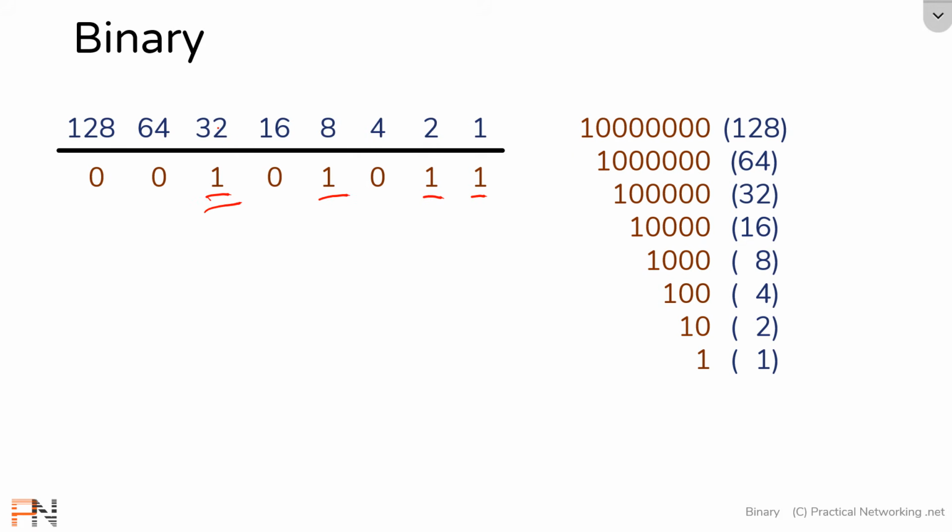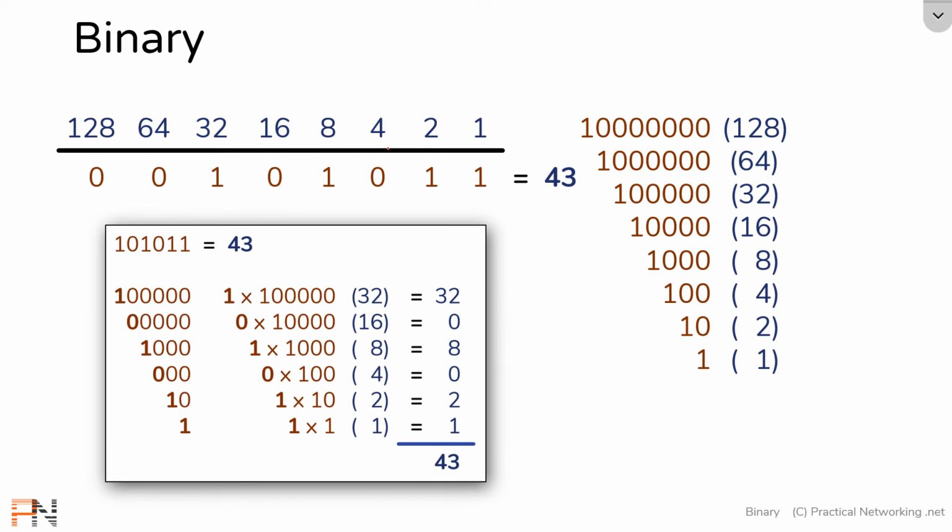So since there's a 1 here, we're going to add 32. Since there's a 1 here, we're going to add 8. Since there's a 1 here, we're going to add 2. And since there's a 1 here, we're going to add 1. If you add 32 plus 8 plus 2 plus 1, you end up with 43. Now, if that looks familiar to you, it's because it's the exact same thing we just did a minute ago, except we use this shortcut table to do it.